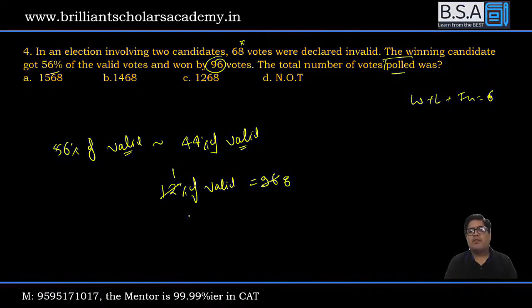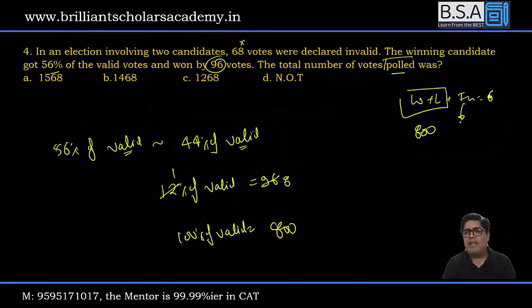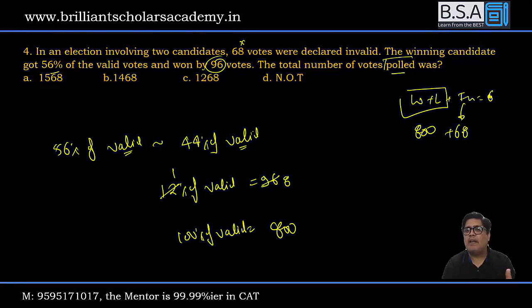Yes. So 1% is equal to 8. So 100% of valid votes should be equal to 800. Now how many votes were polled? Winner plus loser are the valid votes. How many invalid were there? 68, which were not counted in winning or losing. So how many votes were polled? How many people came to vote? 868. Only one learning objective was there: you can add or subtract percentage on the same base.